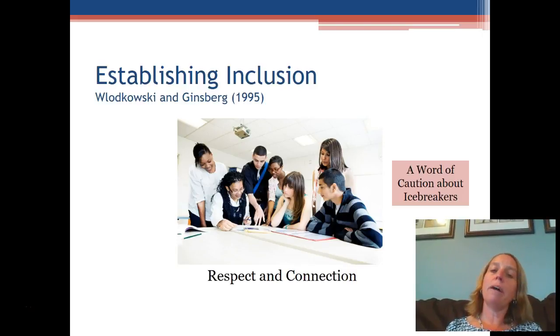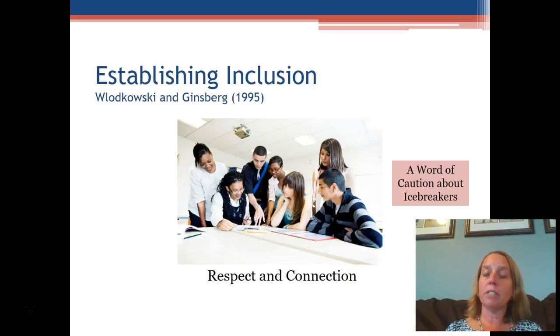So when we talk about how do we establish inclusion and this whole focus on respect and connection, I think the most obvious answer is doing some type of icebreaker at the beginning of the semester. There's a ton of research really speaking to how valuable that can be. But I do want to give you a word of caution. It is important to be aware of the different cultures that may be in your classroom. Students coming from different backgrounds may have very different comfort levels with participating in an icebreaker activity. So I do want you to be mindful of that.